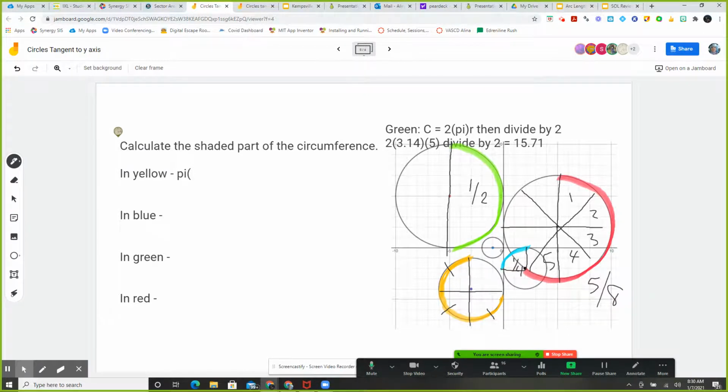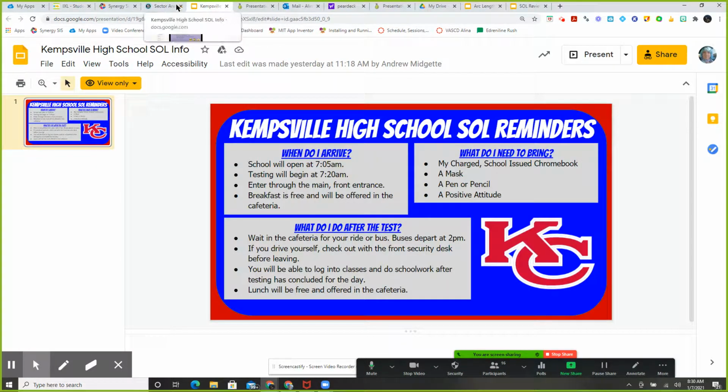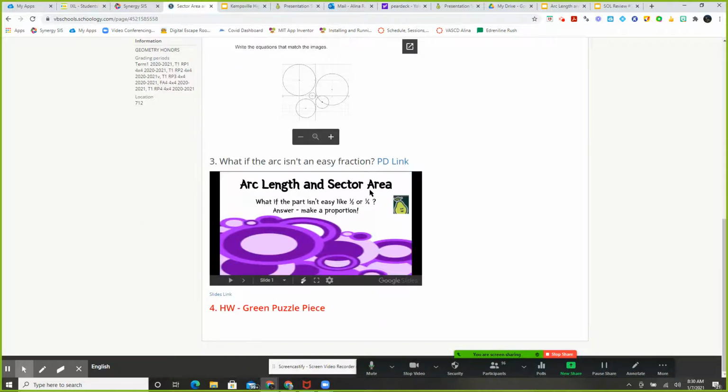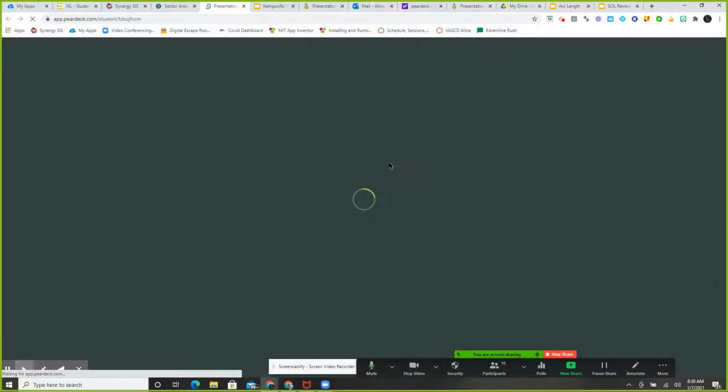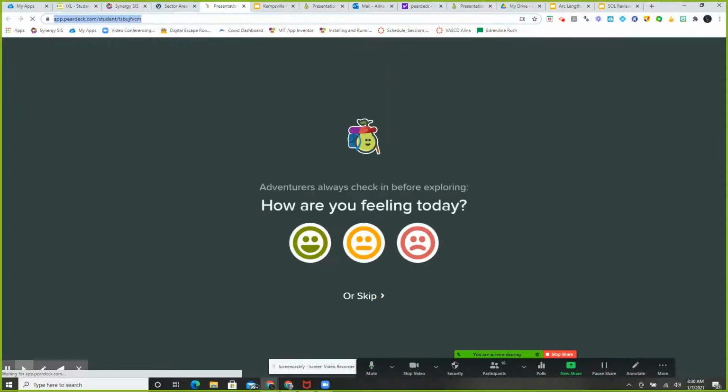And in the interest of time, I think maybe I want to stop here and I want to go meet somewhere else. So close those Jamboards. You guys did great. I know it was a little confusing. And I want you to open up this. So there is a slides link, but I'm going to give you the Pear Deck link too, because then you can write on it.